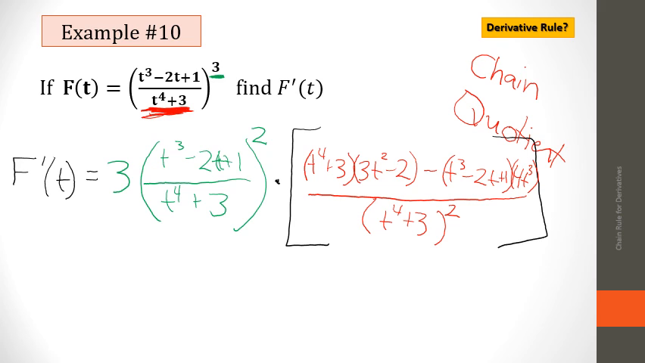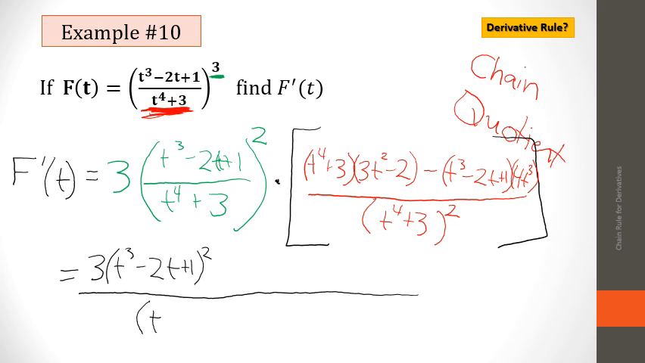Yes, you're probably not going to like it. You could simplify this into what? It's going to be nasty. 3 times t cubed minus 2t plus 1 squared, over t to the 4th plus 3 to the 4th. Where did that 4th come from? Well, right here is a square, right here is a square. And so I combine this with that one.